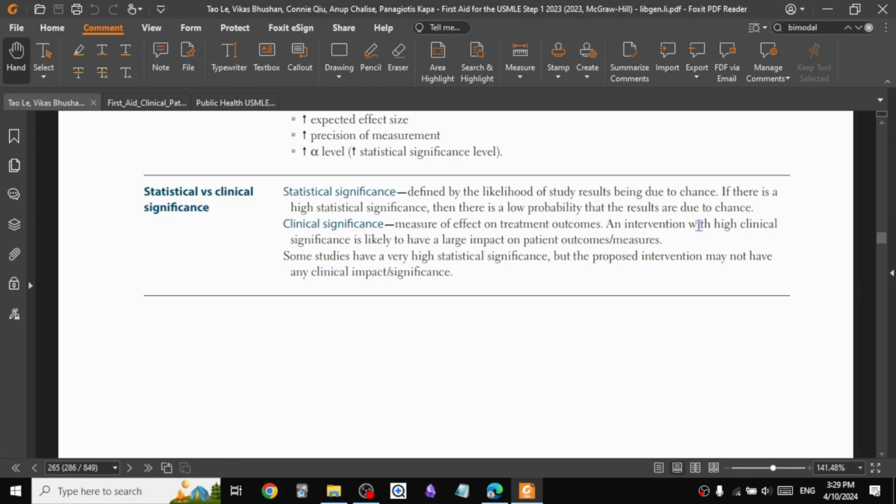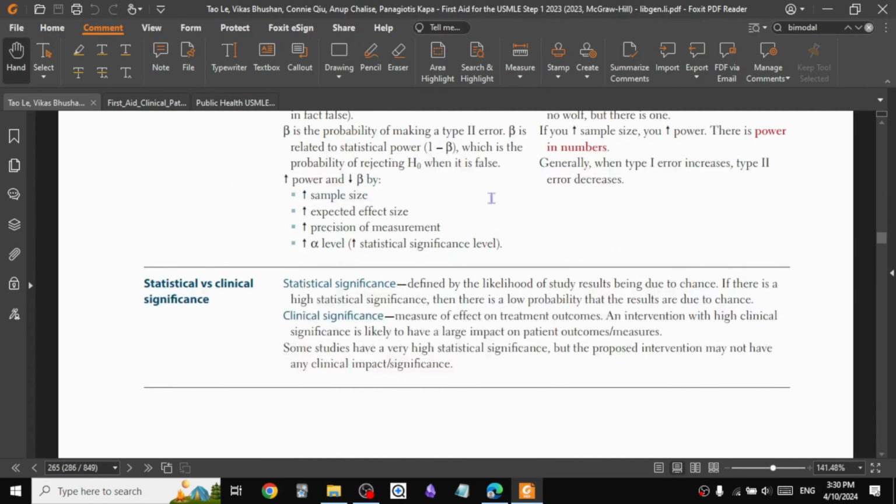What is this? It is the measure of effect on treatment outcomes. This is proven stuff, like I actually see it with my own two eyes. Physical changes are occurring. The patient is actually getting better, they're receiving this thing. This is clinical significance. An intervention with high clinical significance is likely to have a large impact on patient outcomes and measures. It's physical, I can actually see it. And this is more like a theoretical significance.